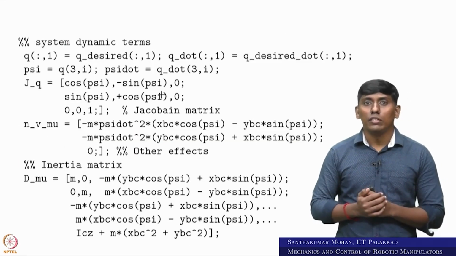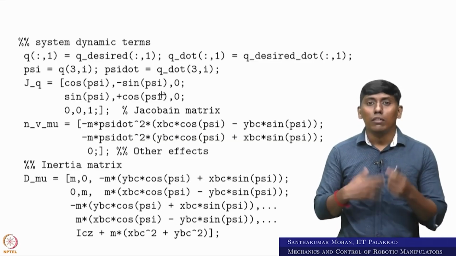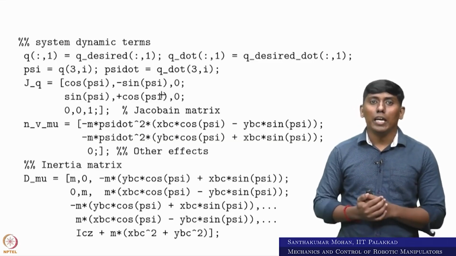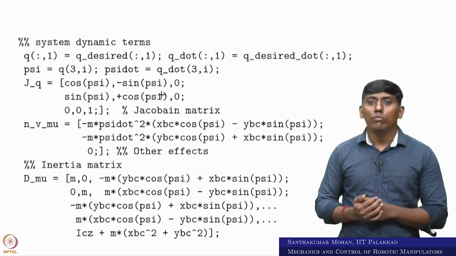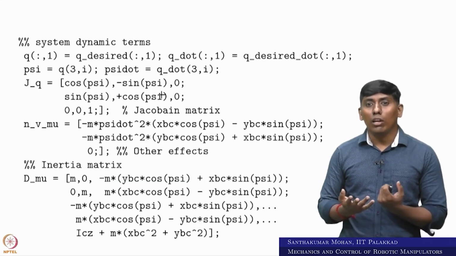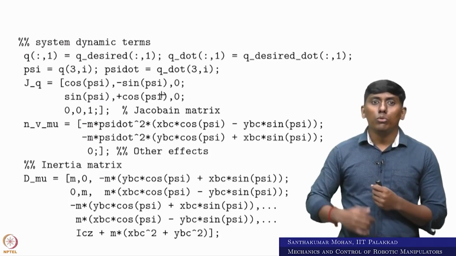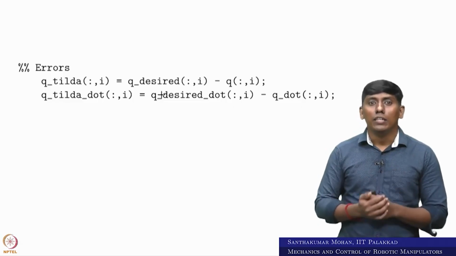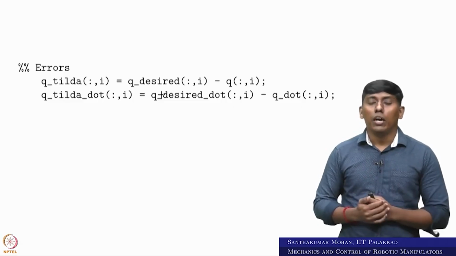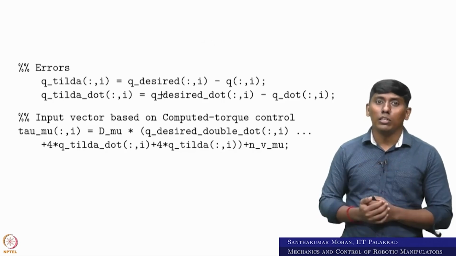Then we can come to the system dynamics. System dynamics require the Jacobian matrix for the further steps. So NV underscore mu and d mu, we have got it here. Actually it is not supposed to be called d mu and n mu, because here mu and q are the same, okay. So that way we can get it. Then we calculate the error, the position and the velocity error. Then we can go for the tau.